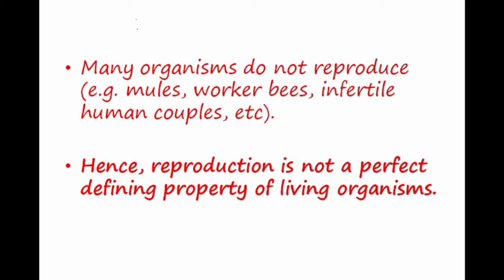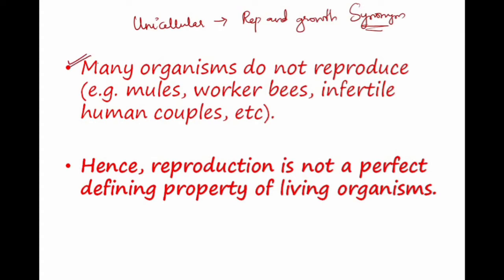So reproduction, as you saw in unicellular organisms, and growth are synonyms to each other, right? Why do we say that? Because they coexist with each other. But in many organisms, there is no reproduction. They do not reproduce. For example, mules, worker bees, infertile human beings, so infertile human couples, they all don't reproduce. Hence, reproduction is not a perfect defining property of living organisms.